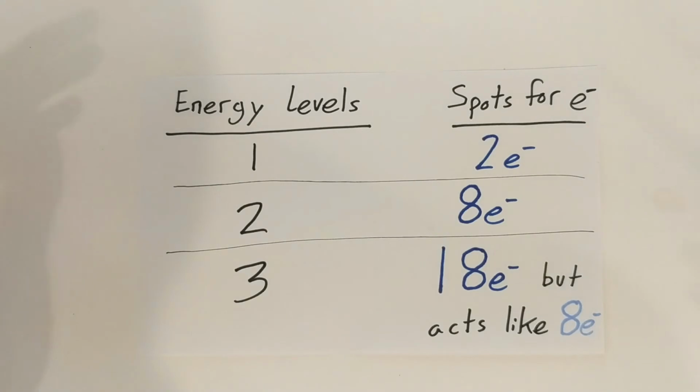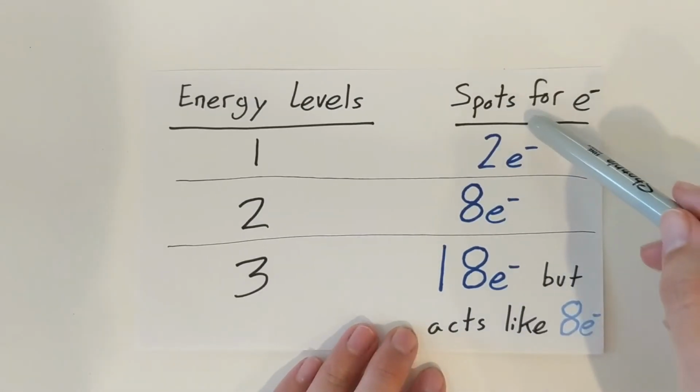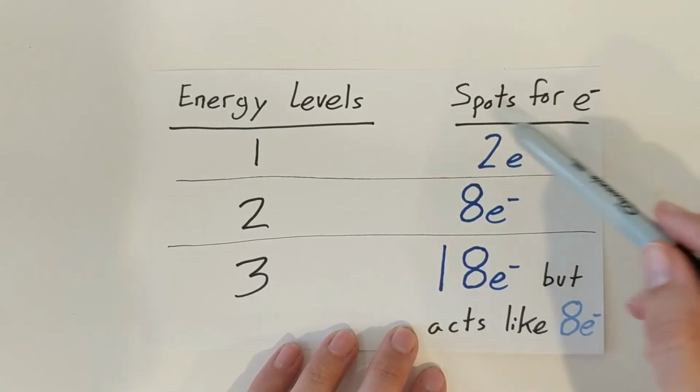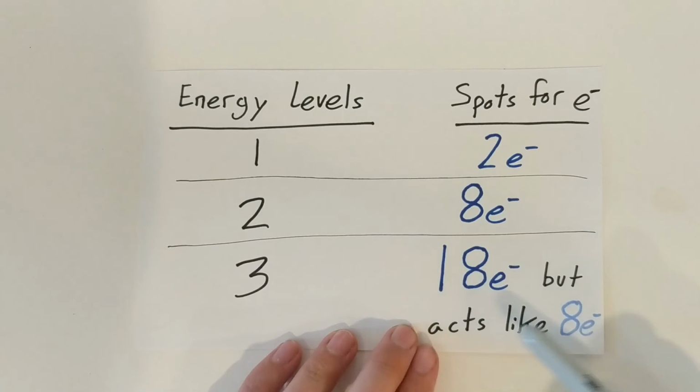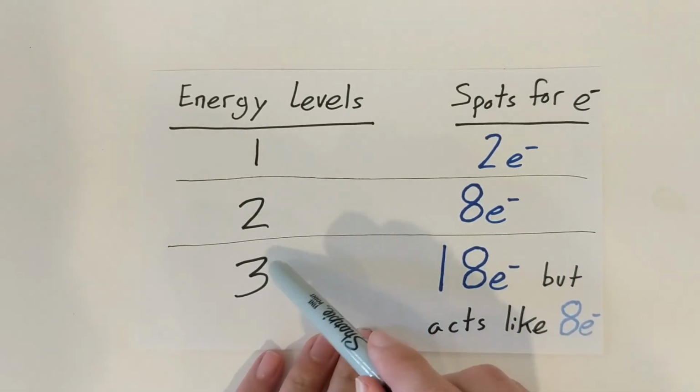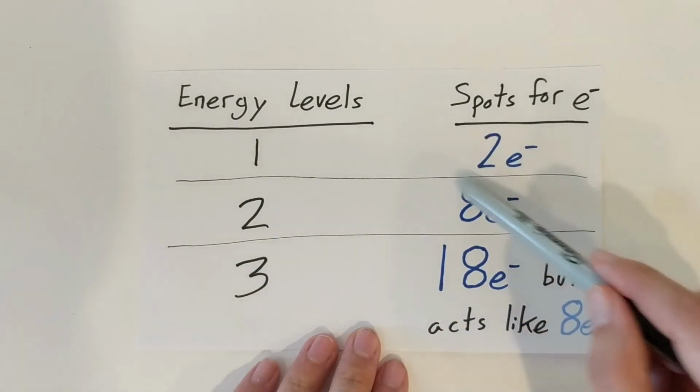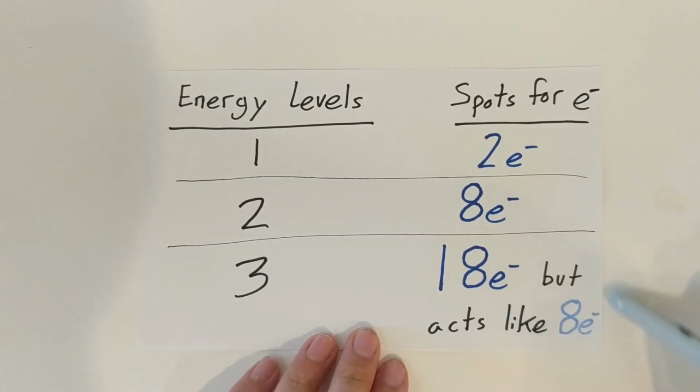And that has to do with sublevels, and we're going to be learning about that next week. So when you watch Tyler's videos, he's going to have 2 valence electrons in energy level 1, 8 valence electrons in energy level 2, and 8 valence electrons in energy level 3. So you could just treat that like how it is for this week.